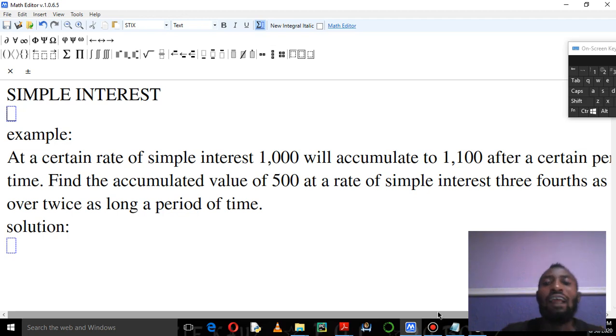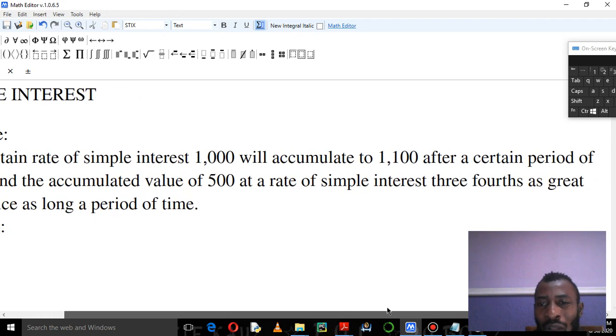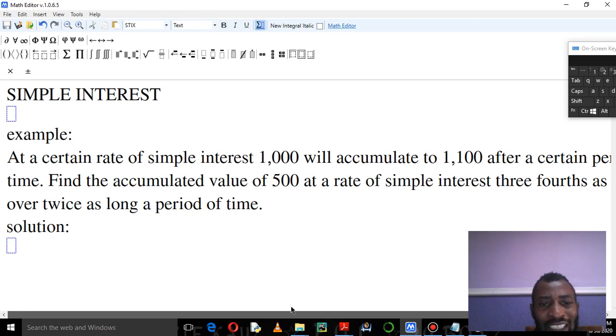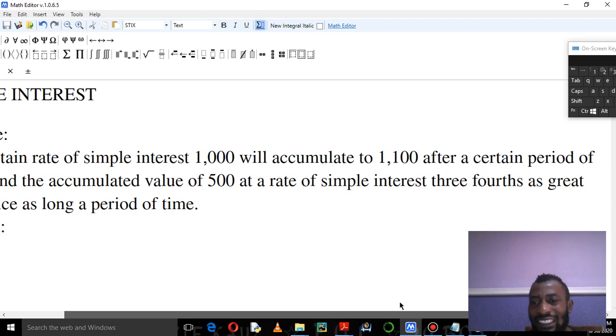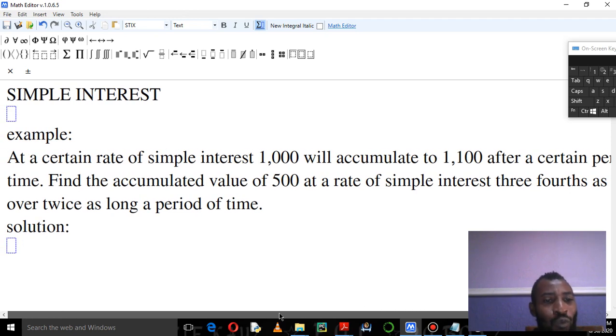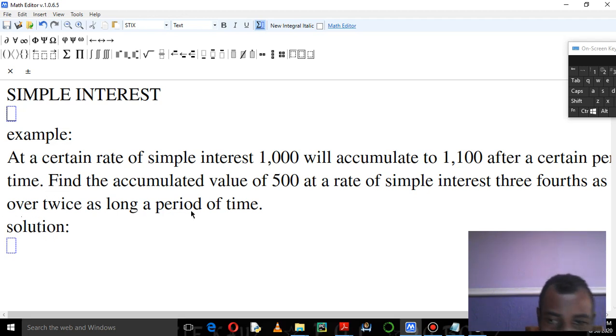So now let's move to the next example. The example is: at a certain rate of simple interest, 1000 will accumulate to 1100 after a certain period of time. Find the accumulated value of 500 at a rate of simple interest 3/4 as great over twice as long a period of time. Now don't let this English confuse you. It's just normal English. Do you understand? We will treat it now.